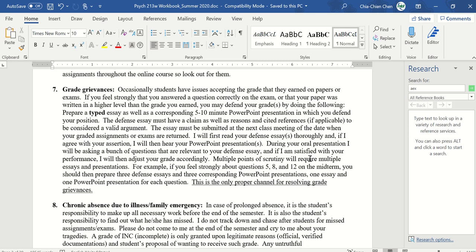Each individual point of scrutiny will require a separate essay and presentation. For example, if you feel strongly about questions 5, 8, and 12 on the midterm, then you should prepare 3 defense essays and 3 corresponding PowerPoint presentations, 1 essay and 1 PowerPoint presentation for each question. And this is the only proper channel for resolving grade grievances.